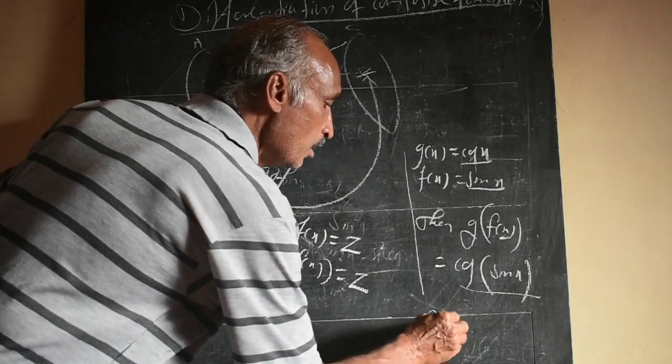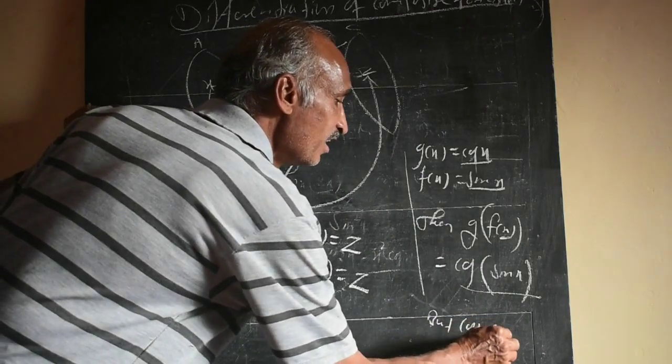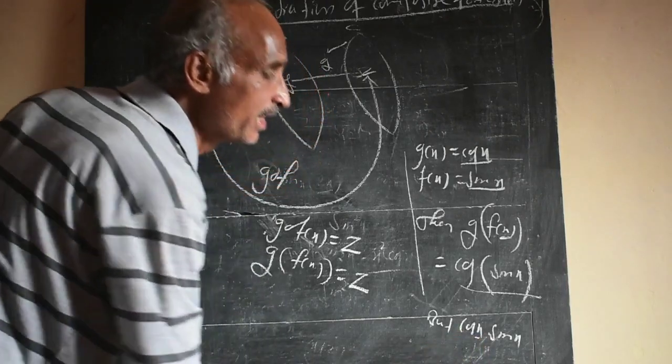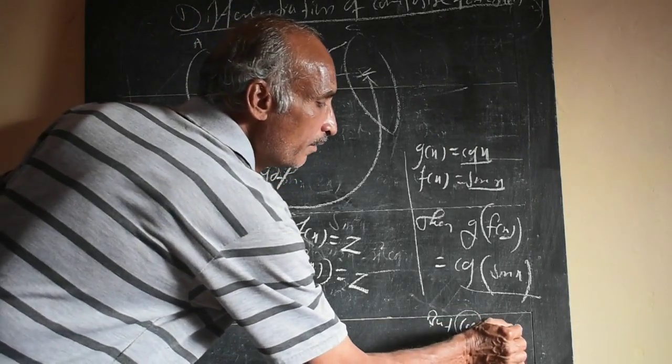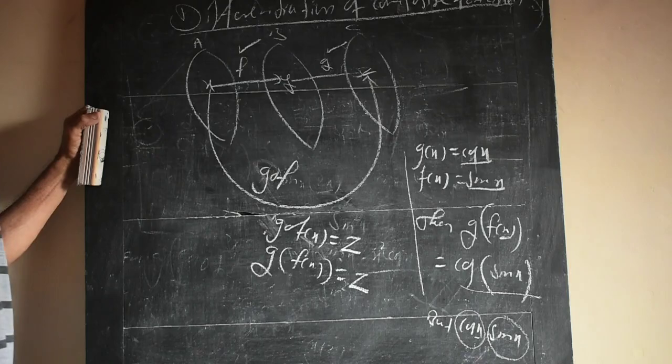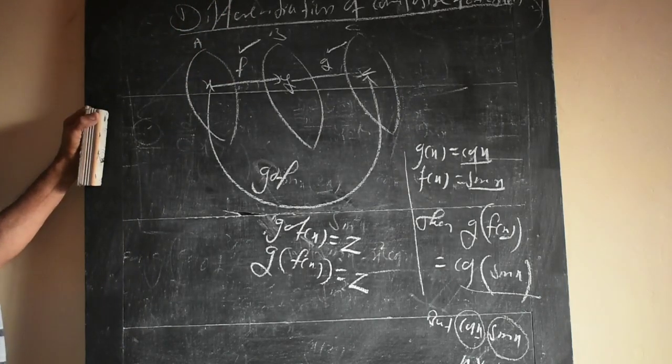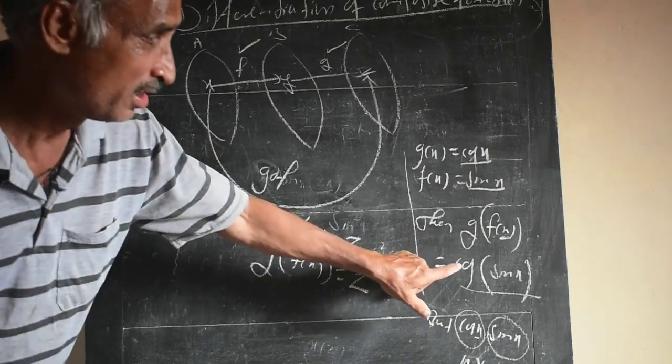But look here, cos x into sin x is not a composite function, because x is there, which means it is a factor. Two factors are in the product form, it is u into v form, not a composite function. Okay, look at the composite function nature.